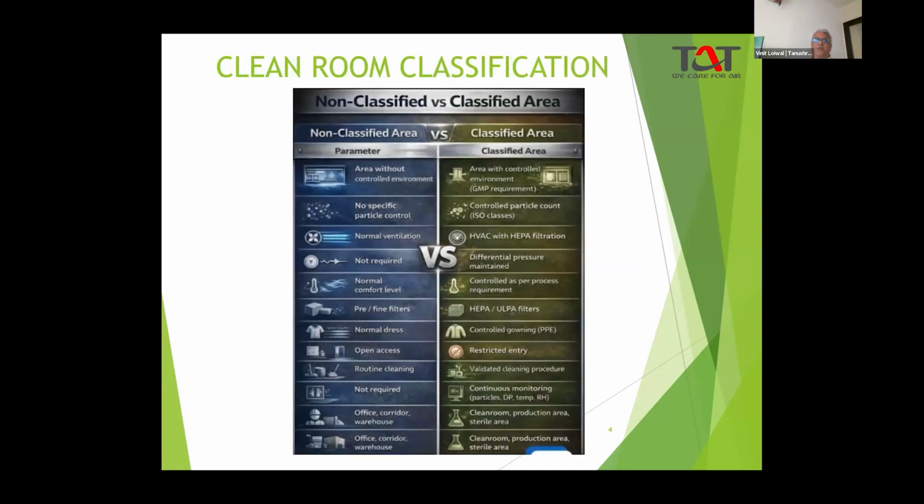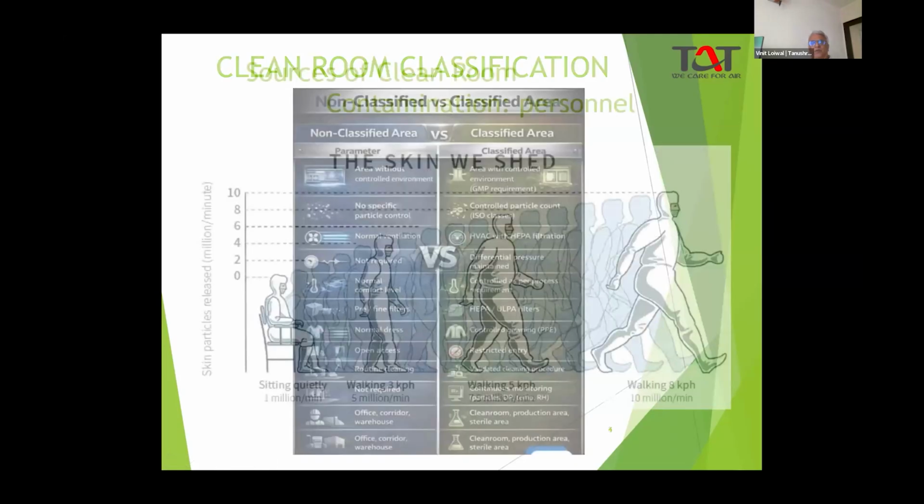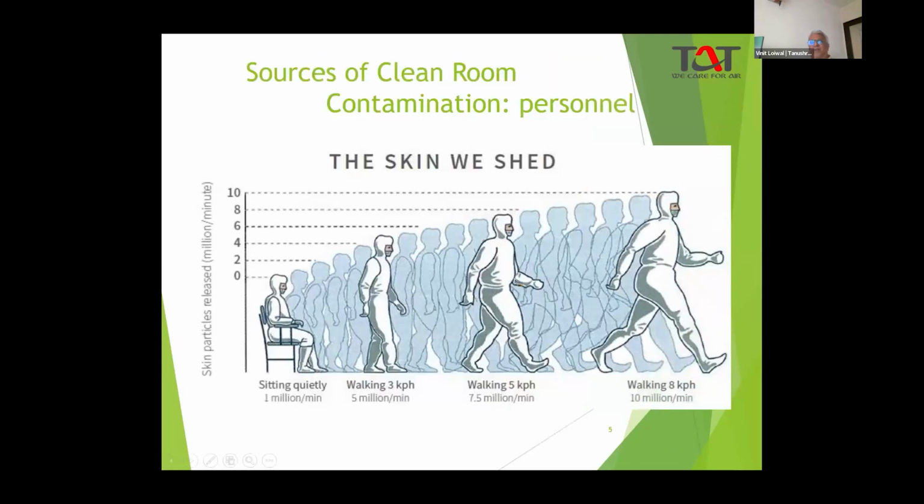The clean room is classified into non-classified and classified. In a non-classified area like the warehouse, raw material stores, and the passages, you can have a normal ventilation system, whereas in a clean room you need an HVAC with HEPA filtration. Among the sources of clean room contamination is personnel: even a person sitting or walking can generate dust particles, which is not allowed in pharmaceutical manufacturing.